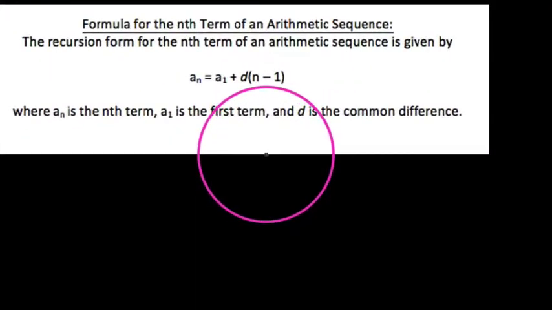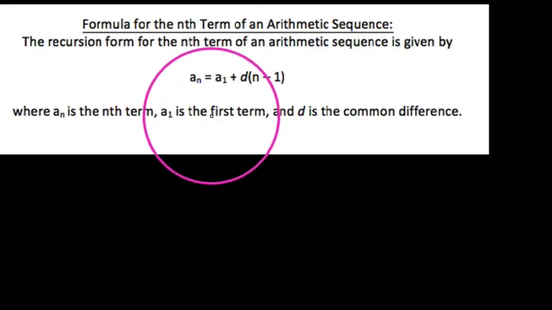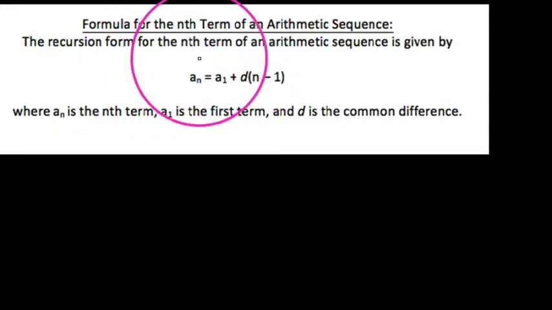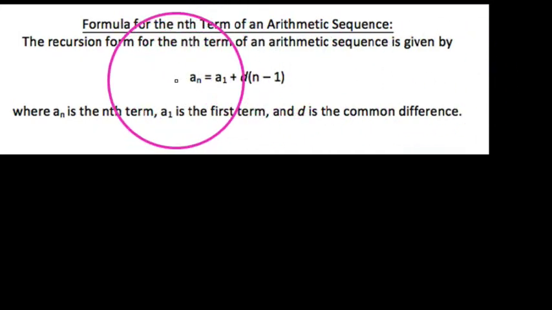We're going to continue our exploration of arithmetic sequences, but specifically how you write the rule, or find the rule, for the nth term of an arithmetic sequence. So we say the recursion form for the nth term of an arithmetic sequence is given by this formula right here. Basically, I want to pick this apart.